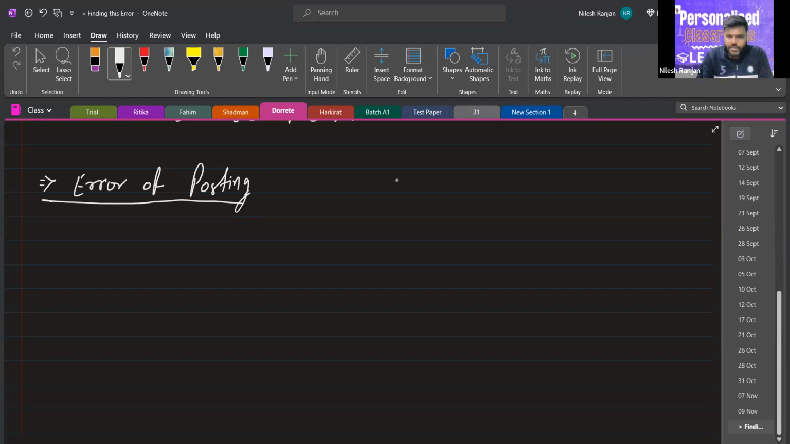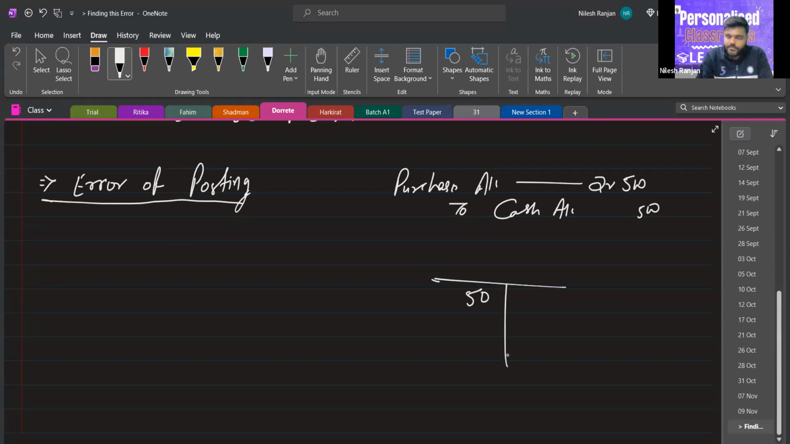Okay, so let's see. Let's say the transaction is purchase account to cash account. There can be different types of error here. First is wrong amount posting. Instead of 500, we can write 50 rupees in the ledger. Now, wrong side posting can happen also. In purchase account, you have to write it on the debit side, but you have written the amount on the credit side. So that is error of posting, because we have posted the amount on the wrong side. So this is the second type of error.